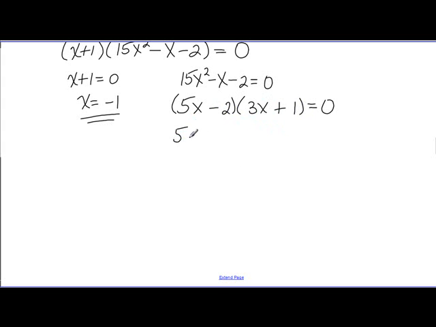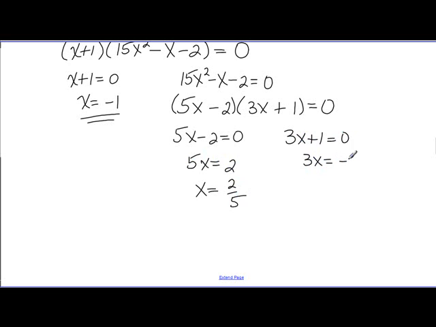So 5x minus 2 set equal to 0 allows us to find the solution to the equation x equals 2/5. And 3x plus 1 set equal to 0 allows you to find the solution to the equation x equals negative 1/3. So it's a third degree polynomial function. We've got 1, 2, 3 zeros.